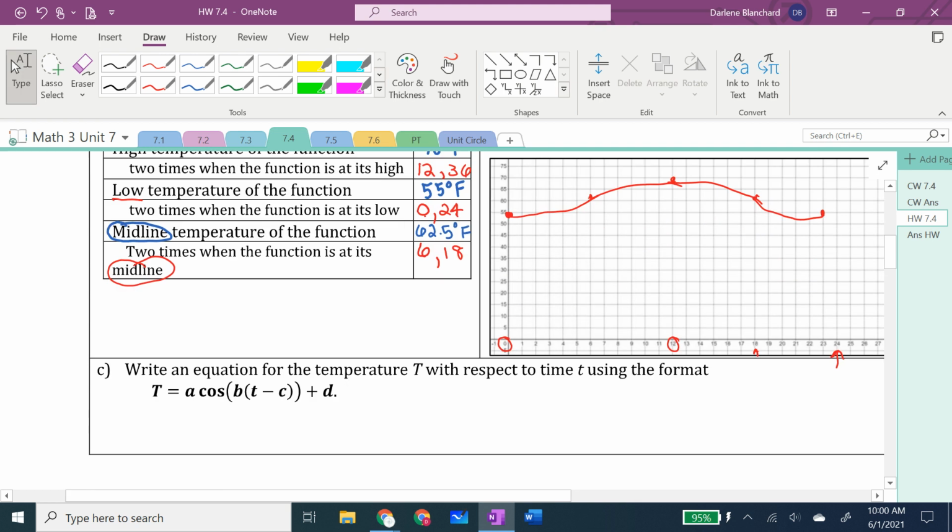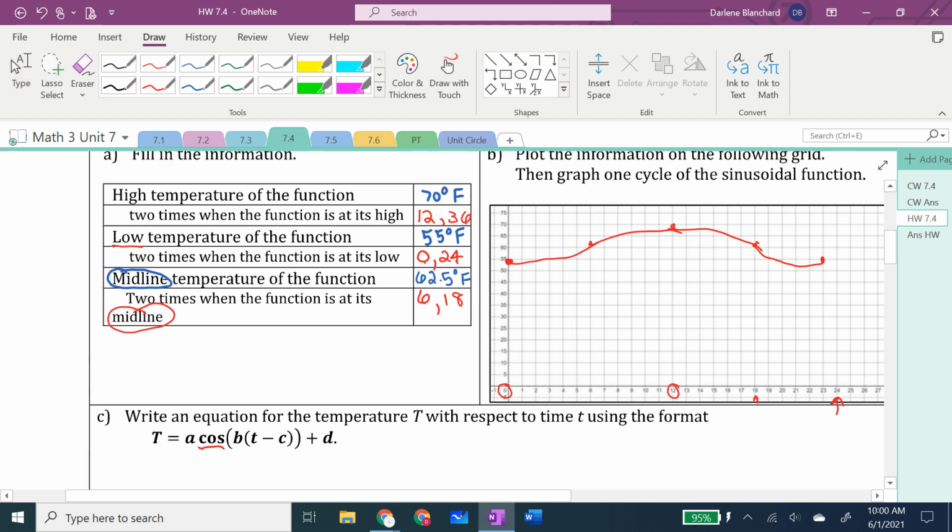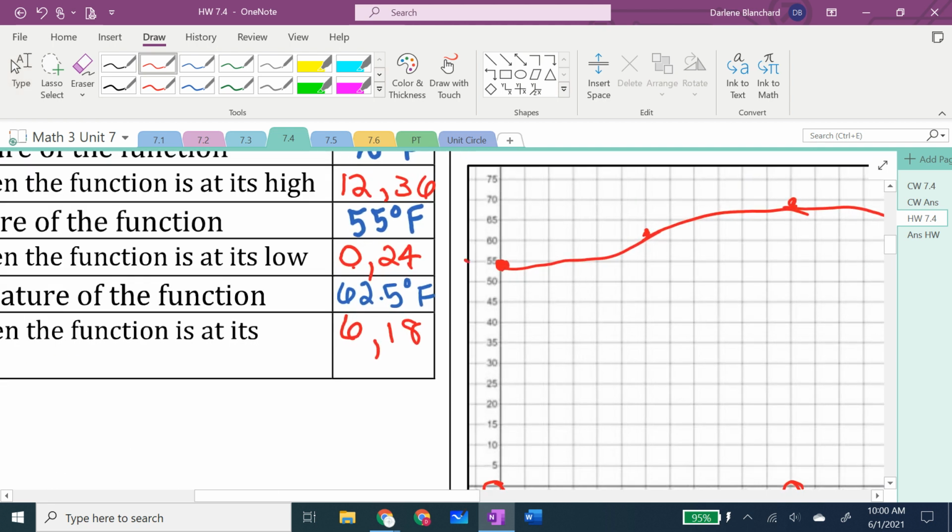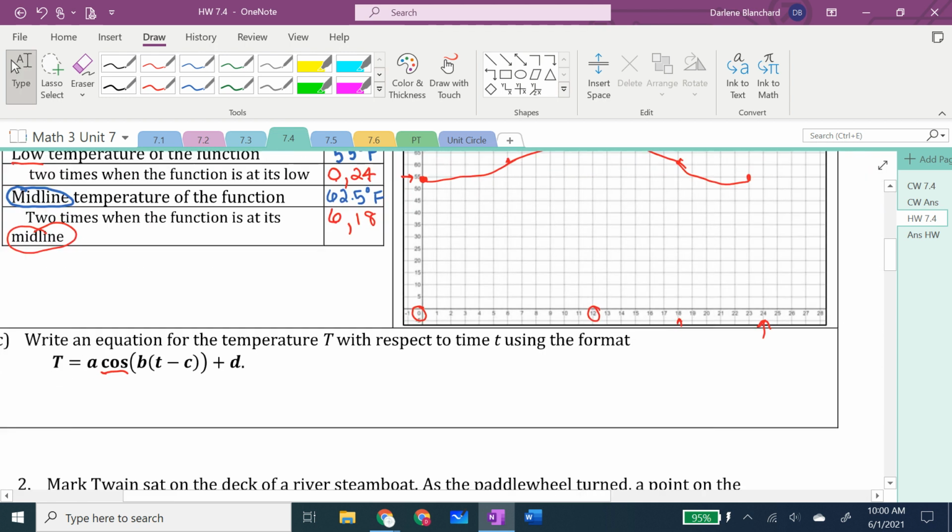from there, we're going to write an equation, and we're using the cosine function. Now, cosine begins a cycle at a high point, but it could also start a cycle at a low point. If we decide to start the cycle at time 0, it's starting at a low point, and that means that the graph has to be flipped upside down. That means my A is going to be a negative number.